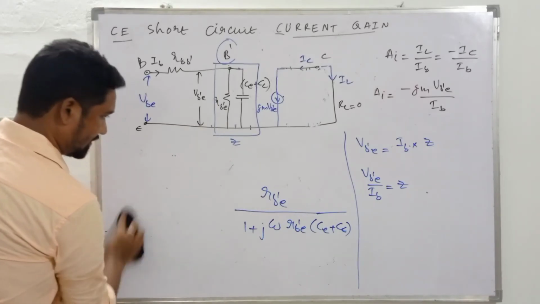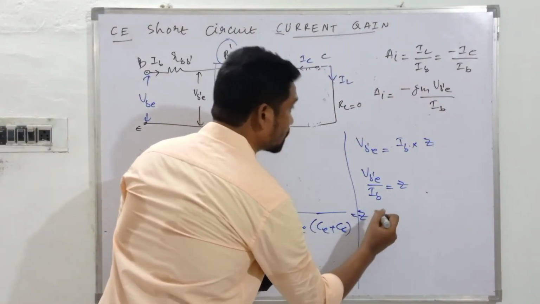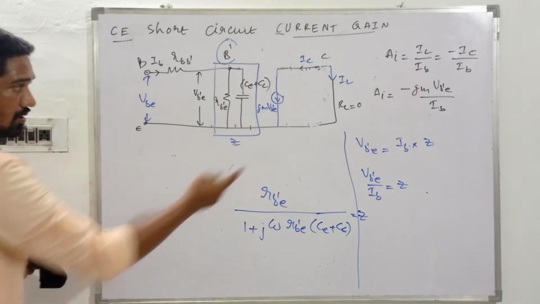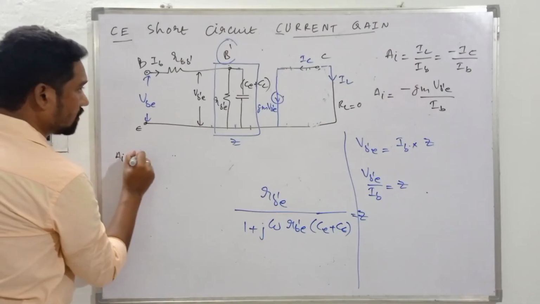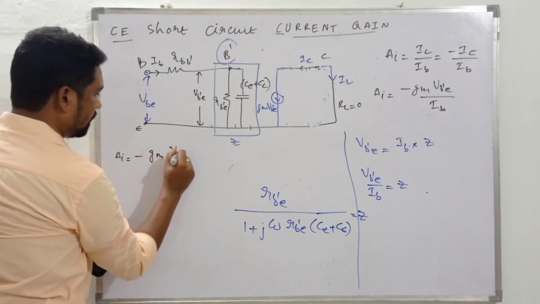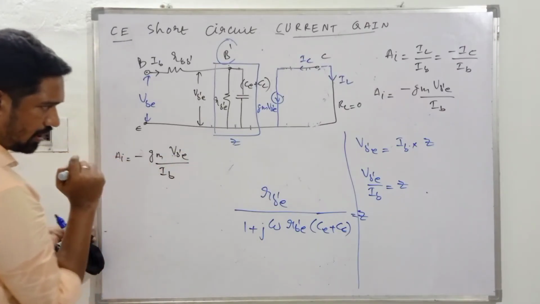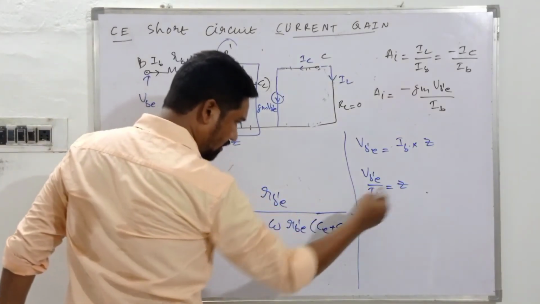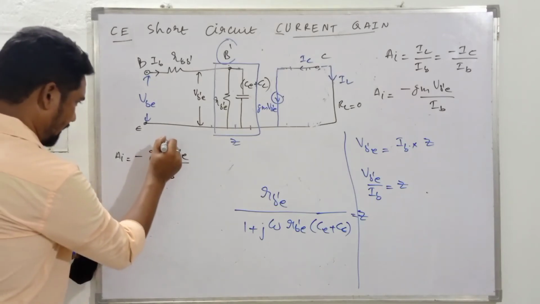And this Z value, which is equal to this ratio, has to be plugged in somewhere else. Let's see where that can be plugged in. Going back to this one, guys, AI will be equal to minus gm VB'E by IB, isn't it? So we have this ratio, which is equal to Z, which is equal to this one.